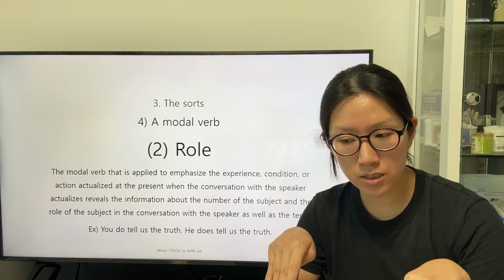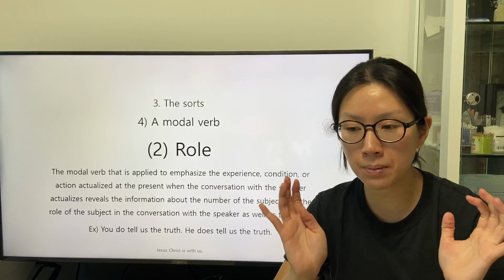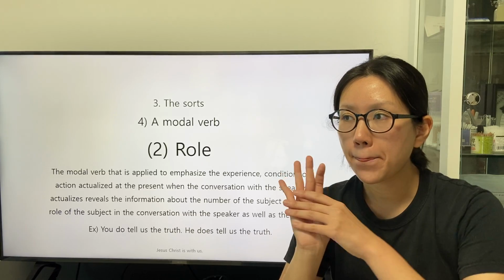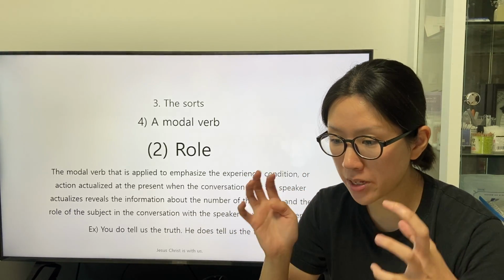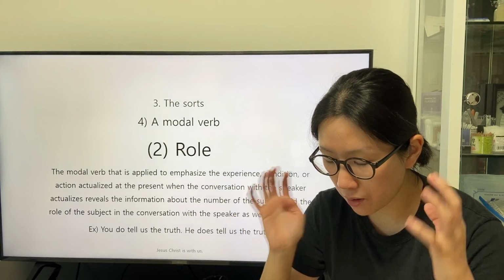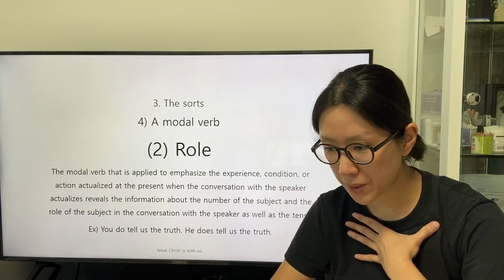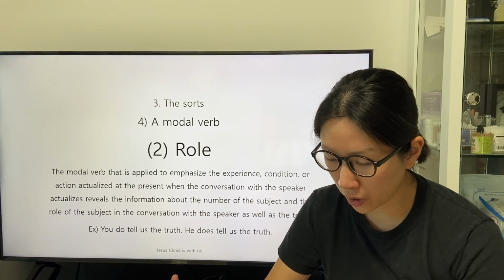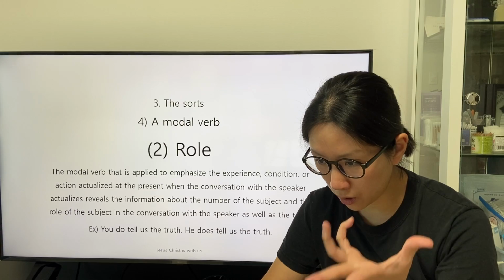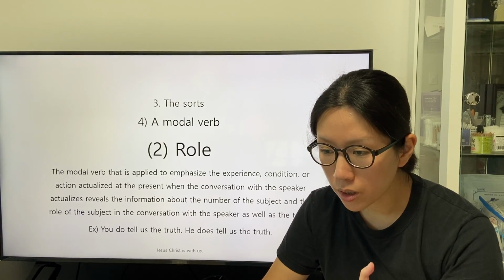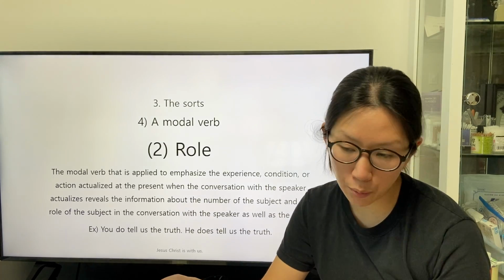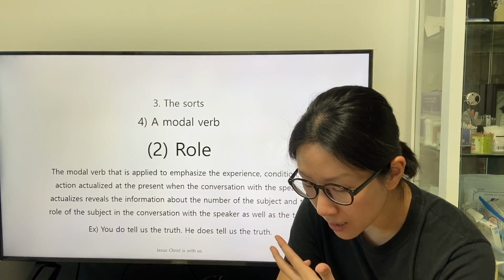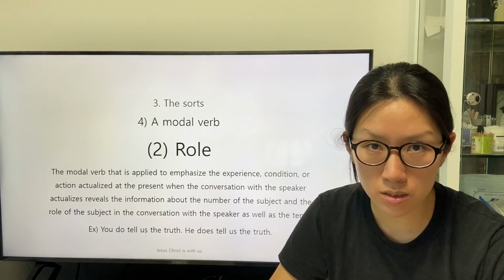And the subject is indicated by a noun. Because the participant in a conversation with the speaker is revealed with the personal pronoun, the role of the subject or the role of the object can be clarified in a statement.